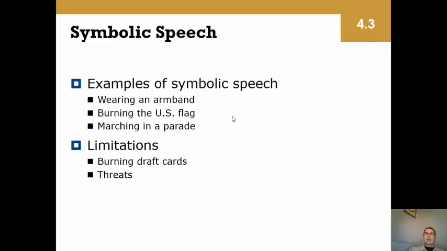So the armband case was upheld. You can burn the American flag. You can march in a parade. You can't burn draft cards, and you can't make threats. All right. So with any kind of symbolic speech, you can't threaten somebody with a Nazi flag or a Confederate flag or something like that; that won't be allowed.